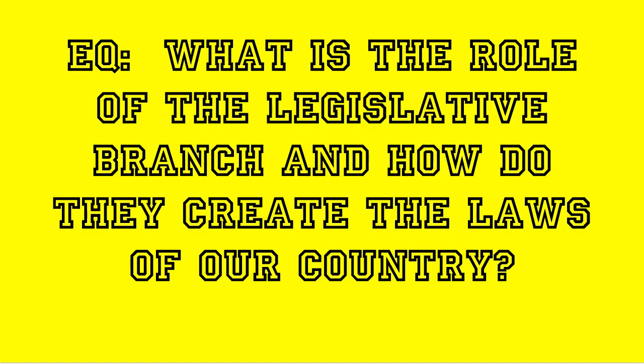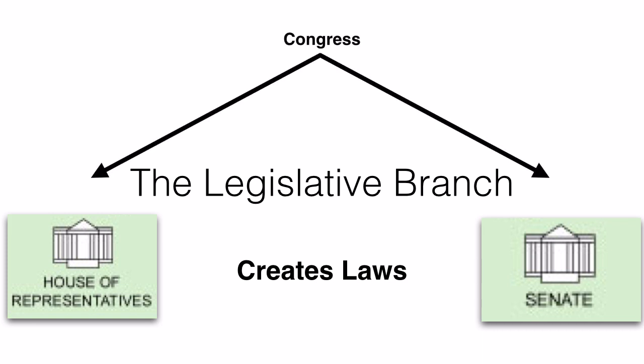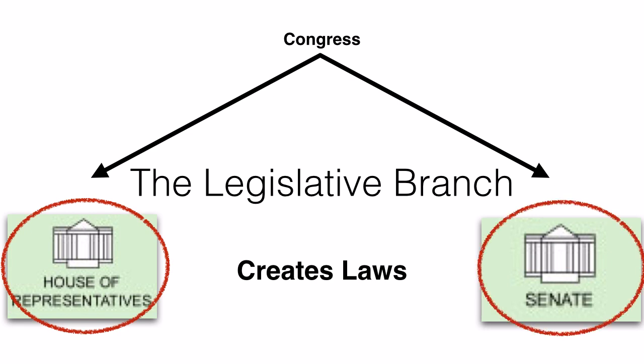Essential question. What is the role of the legislative branch, and how do they create the laws of our country? As we learned in our last video, the Constitution creates a bicameral, or two-house legislature that creates the laws for our country. We refer to both houses together as Congress. The two houses or groups in Congress are the House of Representatives and the Senate. So what do the House and Senate do, and how does someone become a member of Congress?